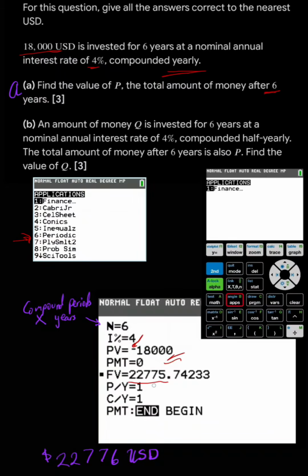In my calculator, you can see that I solved for it already, but I will show you how to solve this in a bit. P over Y is the payments per year. We don't have payments right now, but compounding periods per year is 1. We just keep them both the same.